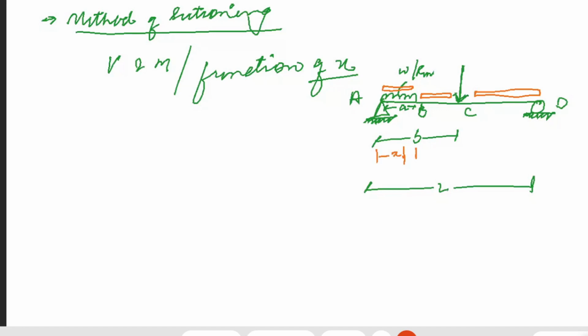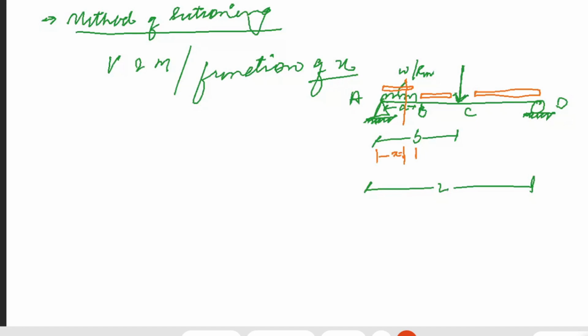This is the distance of x1. It is somewhere in between A and B. It is not up till the end of the A. Let's say we consider a section X between A and B, somewhere here, and integrate it between the limits, that is 0 to A or A by 2, wherever I want to find out the shear force or the bending moment diagram.